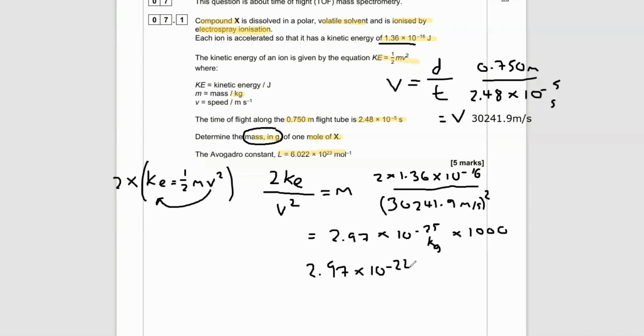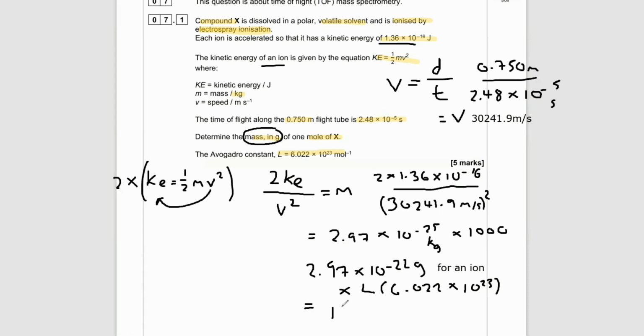Now that's kilograms, but remember that our answer, I've circled it in black there, wants it in grams. So I need to times that by 1,000 to get 2.97 times 10 to the minus 21 grams. However, that is just for one ion. Remember, this information was about an ion, and the question says, determine the mass of a mole.